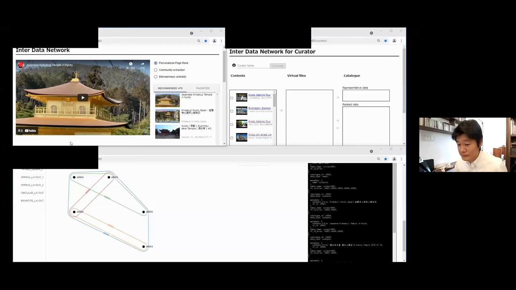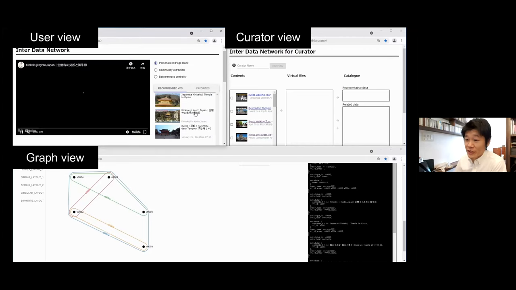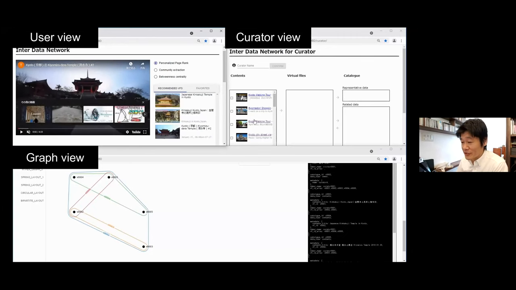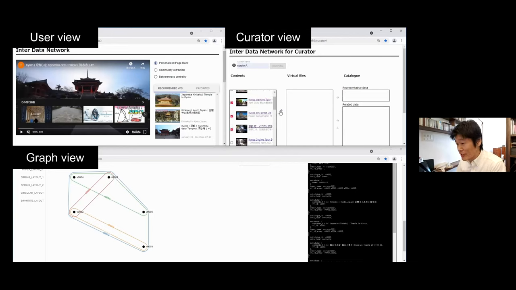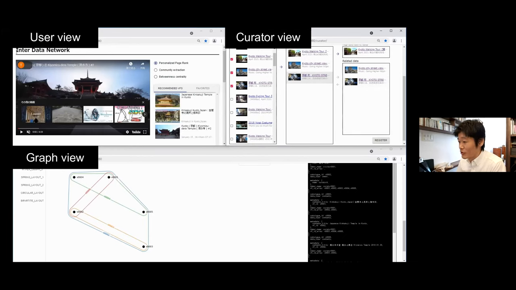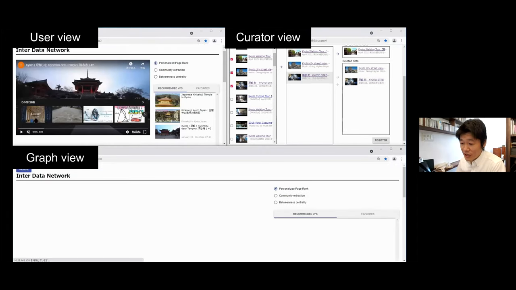Here is a possible example. On the top left, that is the user view, a kind of navigation. The system provides the set of contents the user might want to see. The right-hand side is the creator view. So creator A chooses contents, makes the budget files, and then chooses a set of the budget files, making a catalog. At the bottom, there is a current graph view, and after the creator registers the budget files and catalog, a notification comes up, and then we can see the updated version of the graph here.